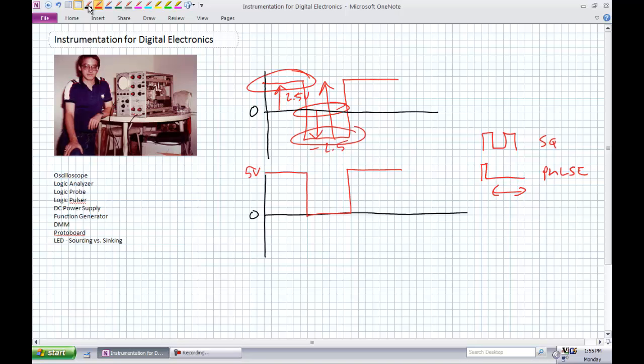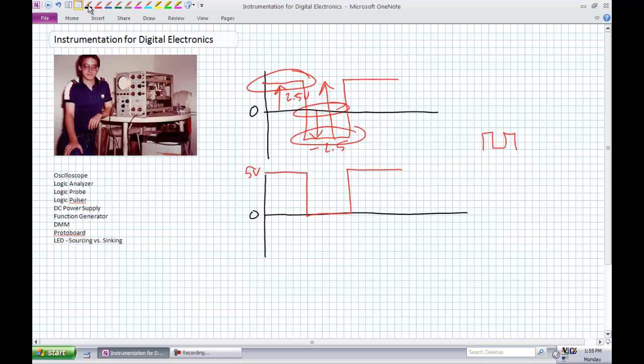Okay, so we're going to be doing that in lab, using the function generator to generate square waves with 50% duty cycle, TTL compatible square waves, excuse me, because it's got that offset. Guarantee someone's going to forget it. And you have to have that offset in there, because you're going from 0 to 5, not negative 2.5 to 2.5.